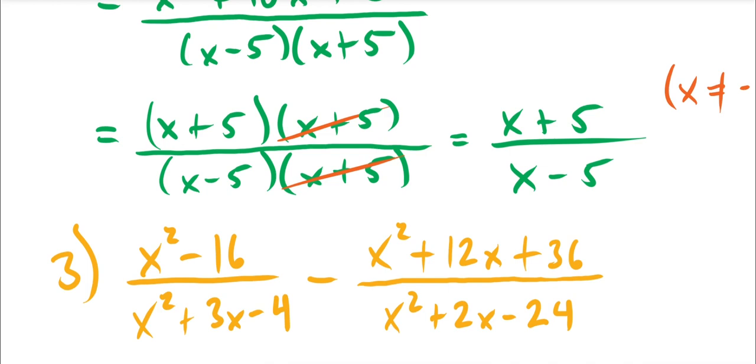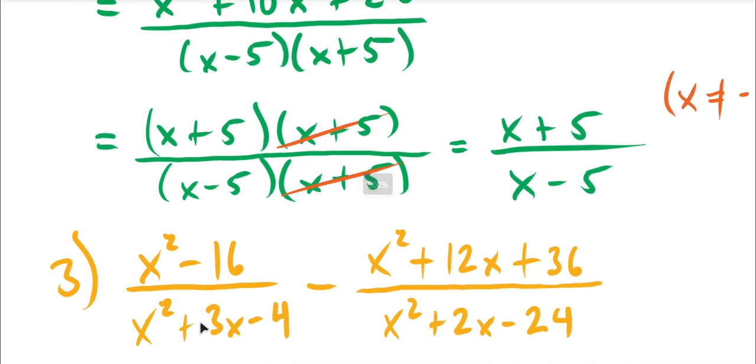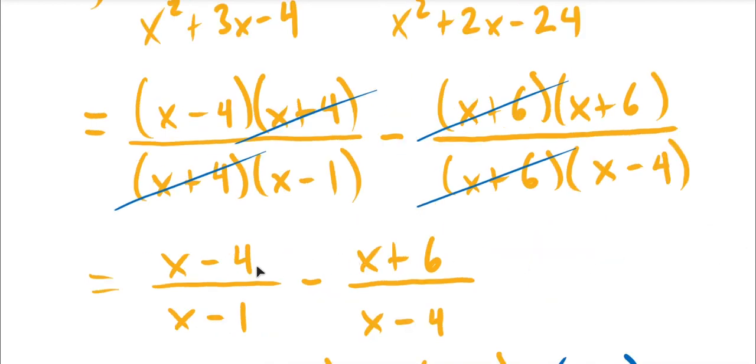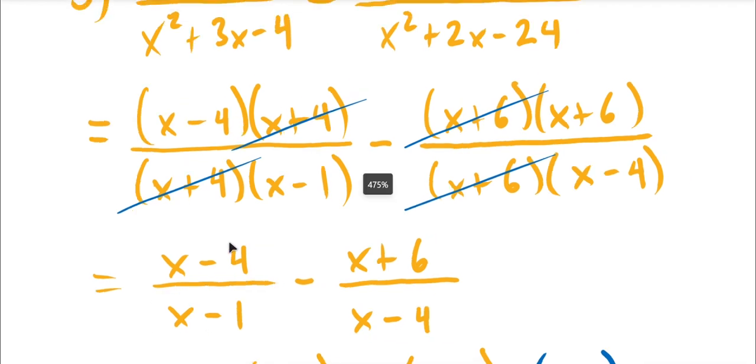All right, let's look at this one here. We need to first factor these denominators so we can see what's going on. And in fact, factoring the numerators as well will help us see some simplification that could be done. Once I do all of that, we can cancel terms from the top and bottom. And we see that really we're just trying to take away x plus 6 over x minus 4 from x minus 4 over x minus 1.